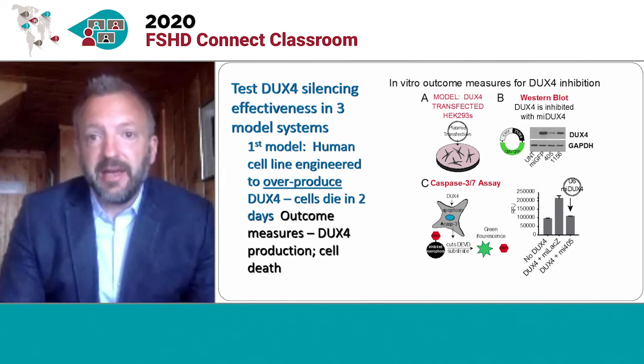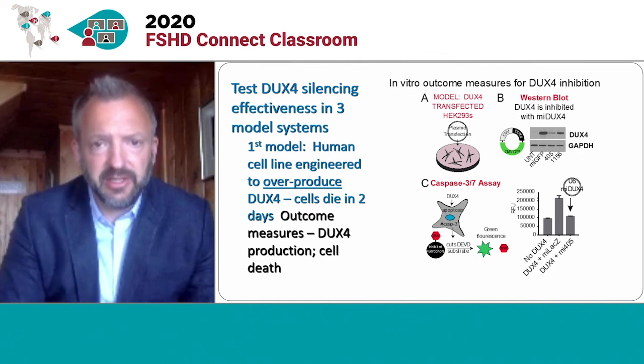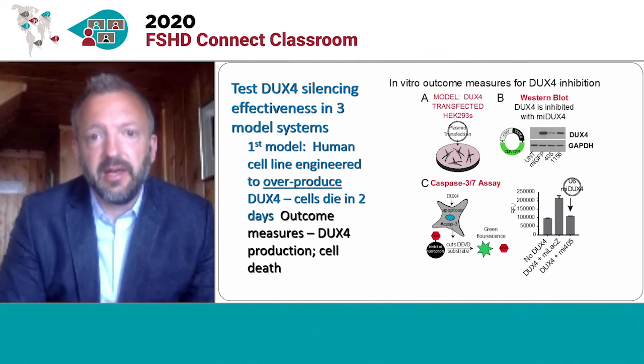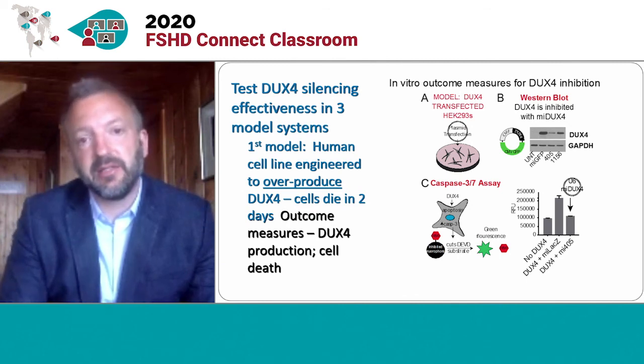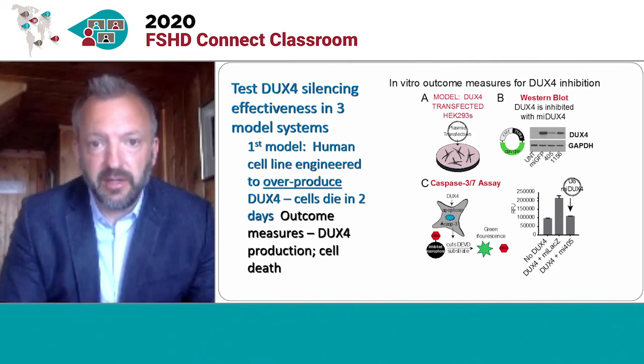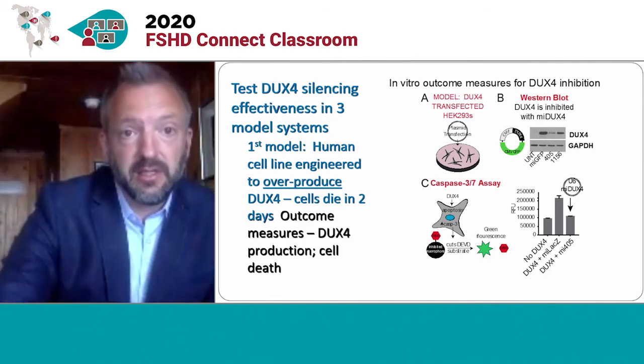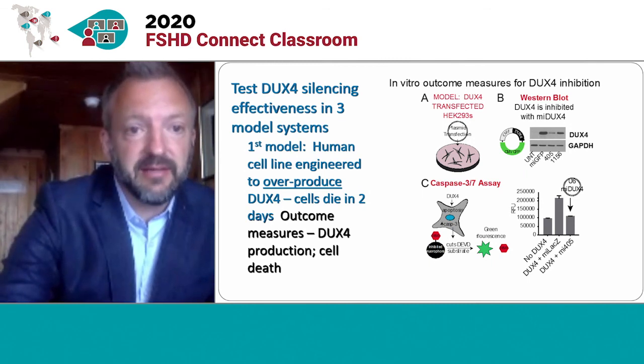And then the next question we can ask is, does this have some sort of functional effect? And one of the experiments we do is called a caspase 3,7 assay. And caspase 3,7 is just a protein that helps to initiate cell death in certain cells. And so if caspase 3,7 is high, then the cells will die. And if it's not, then the cells will live. And when we express DUX4 in this human cell line and then add in the 405 microRNA sequence, we can protect those cells from dying. So that suggested that this microRNA is protective in a cell line designed to overproduce DUX4.